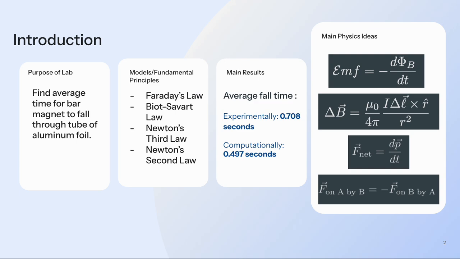The main physics ideas and formulas are shown on the right, where we use Faraday's law to calculate the current induced on each ring by the falling magnet, the Biot-Savart law to compute the force exerted on each current-carrying ring by the falling magnet, and then we use Newton's third law, which is the one on the bottom, to calculate the force exerted on the falling magnet by the whole tube of current-carrying rings. And then we use Newton's second law to rewrite the position and velocity updating formulas within our computational models.